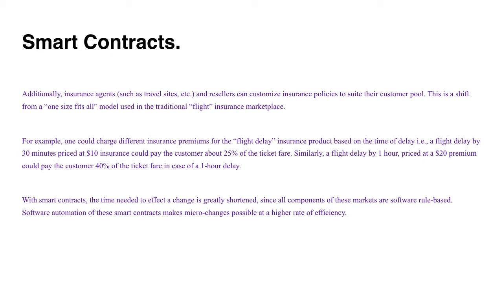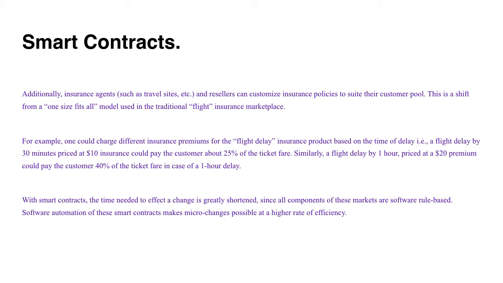So insurance agents such as travel sites, etc., and resellers can customize insurance policies to suit different customer pools. This is a shift from the one size fits all model used in the traditional flight insurance marketplace. For example, one could charge different insurance premiums for the flight delay insurance product based on the time of delay. For example, you could pay $10 and get the insurance for a 30-minute delay, where the premium is brought down to $10 if you expect the flight to be delayed by only half an hour, and the firm that insures you pays you about 25% of the ticket fee.